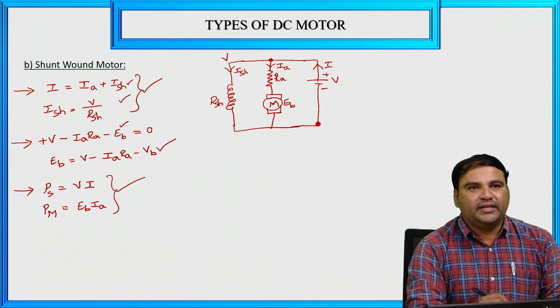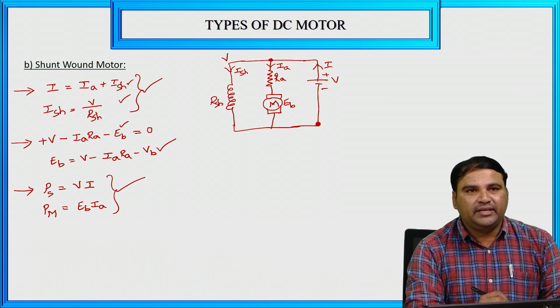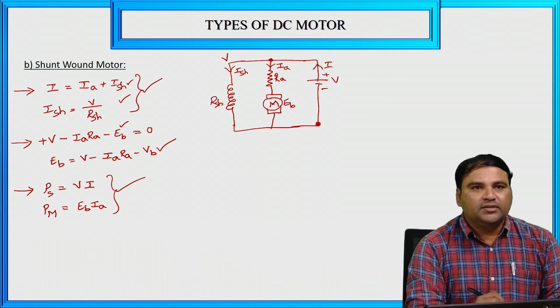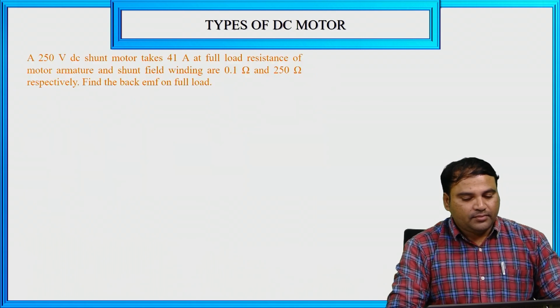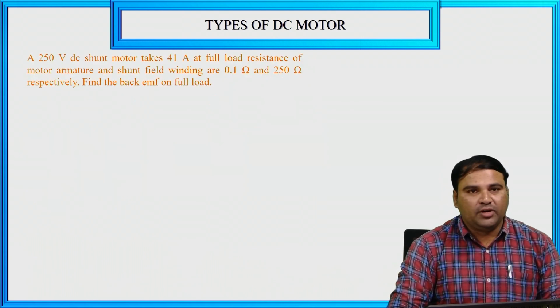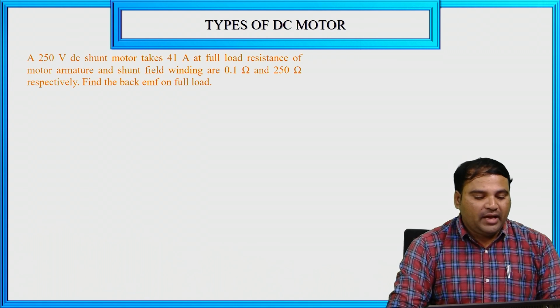Here are the two types, series and shunt wound DC motor. Okay, so now we'll discuss the problems on the types of DC motor. So here we have the problem.